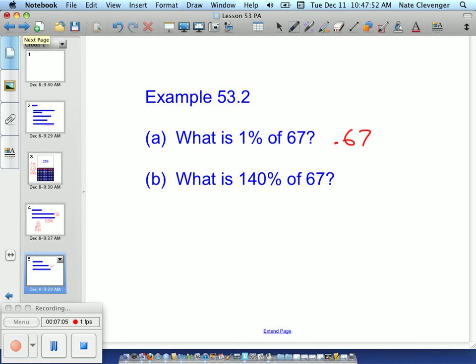0.67. Okay. Logan, what would 140% of 67 be then? How would you find it?